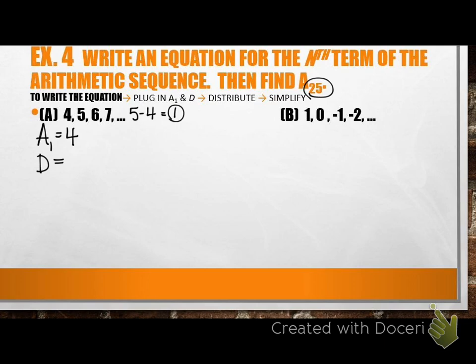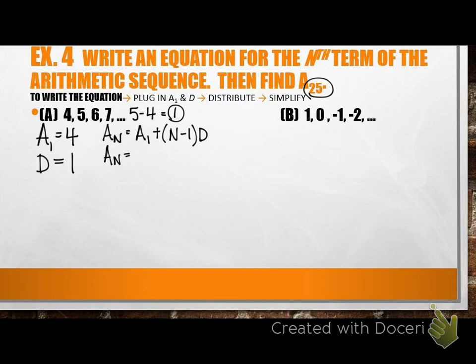Now, we're supposed to plug these in. Well, what do we plug them into? We plug them into that formula that we just wrote down. So let's write down the formula. It's a sub n equals a sub 1 plus, don't forget that plus sign, n minus 1 times d. How do I know it's times? Because there is no sign between the parenthesis and the d. All right? We don't know a sub n, so we're just going to keep it a sub n.